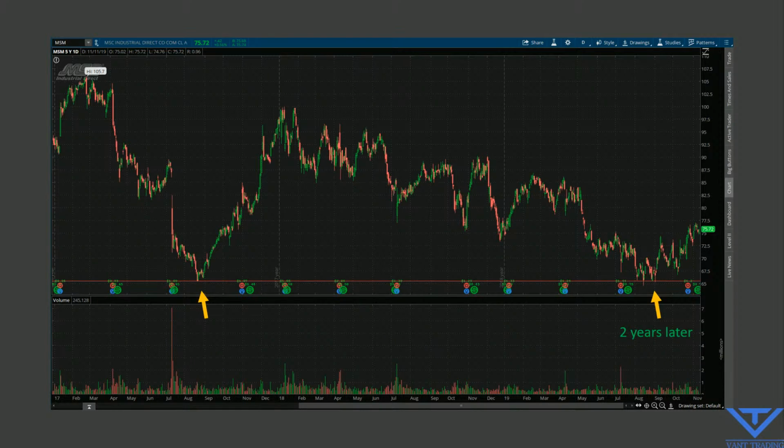Two years later, MSM finds its way back down there. Now, 65 at the time, it did bounce pretty high off of that, so it's a pretty nice level. It didn't test it that many times, so it's hard to say that's a key support level. You shouldn't be buying in front of 65 in anticipation of that buy happening again. But look at that market memory. Two years later, at that second arrow, we bounced off of that level.